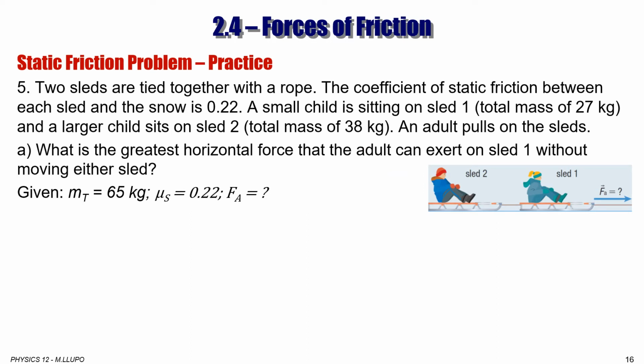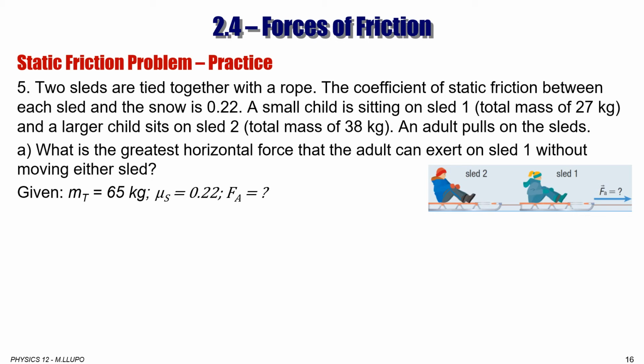This is a practice problem involving friction. Two sleds are tied together with a rope. The coefficient of static friction between each sled and the snow is 0.22. A small child is sitting on sled 1 with a total mass, so sled and child, of 27 kilograms, and a larger child sits on sled 2 with a total mass of 38 kilograms. An adult pulls on the sleds. What is the greatest horizontal force that an adult can exert on sled 1 without moving either sled?